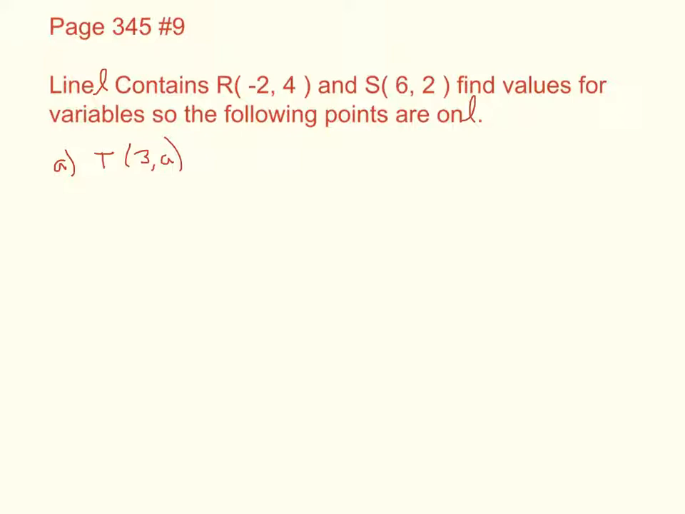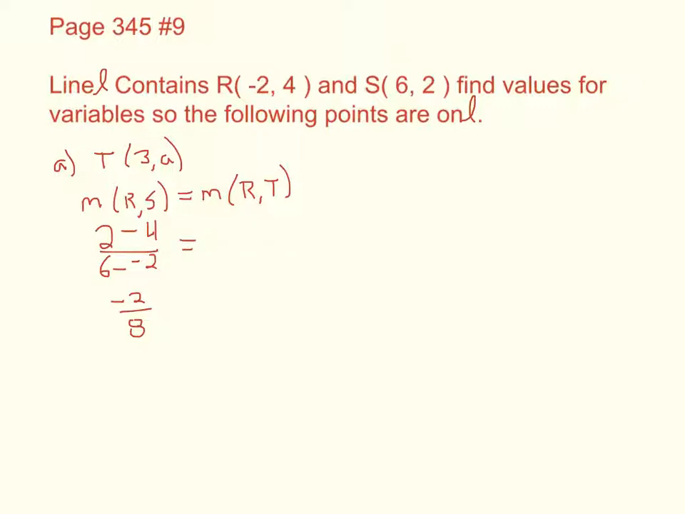Well, in order for T to be on line L, we know that the slope of the line through points R and S must be equal to the slope of the line through points R and T. The slope of the line through points R and S is rise over run, which is change in y, which we can do as 2 minus 4, and divide that by change in x, which is 6 minus negative 2, and that is negative 2 over 8.